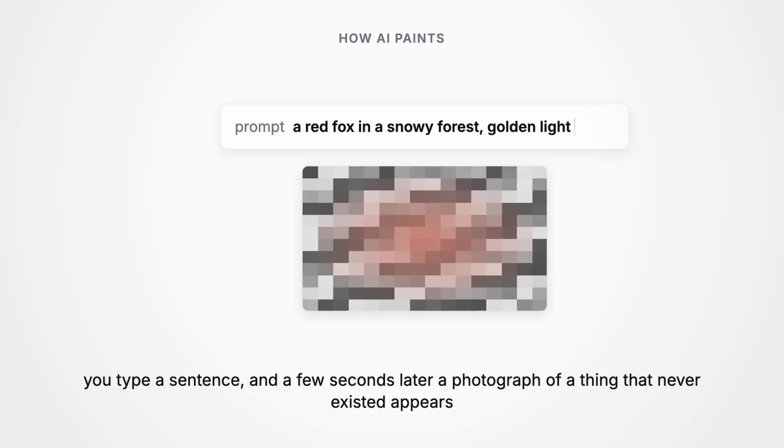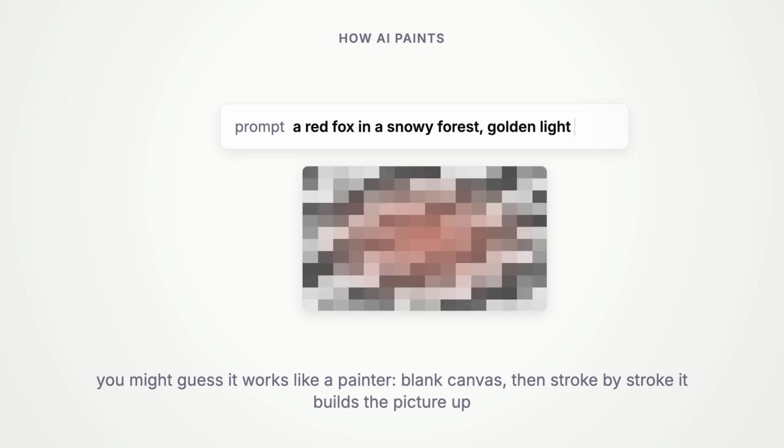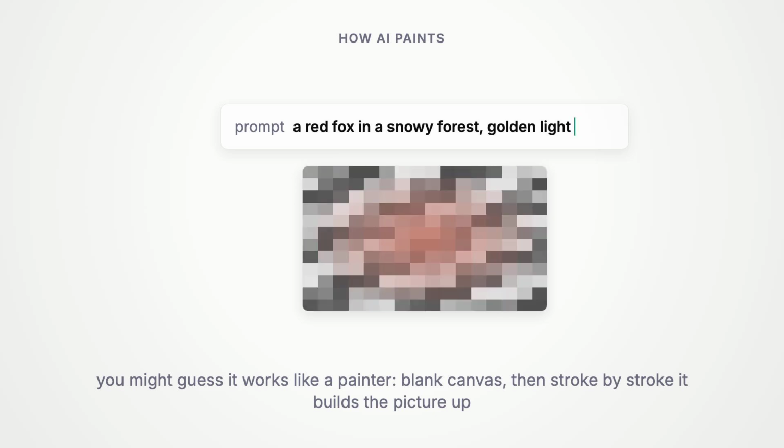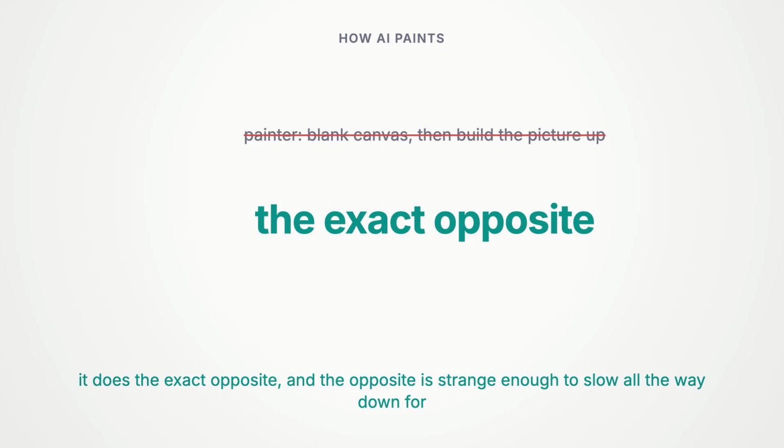Now you might guess the AI works like a painter. Blank canvas, then stroke by stroke it adds the fox, the snow, the light, building the picture up. It does the exact opposite, and the opposite is so strange it is worth slowing all the way down.